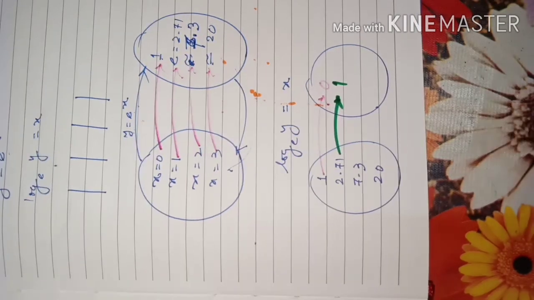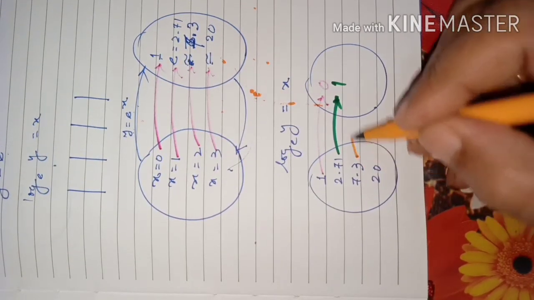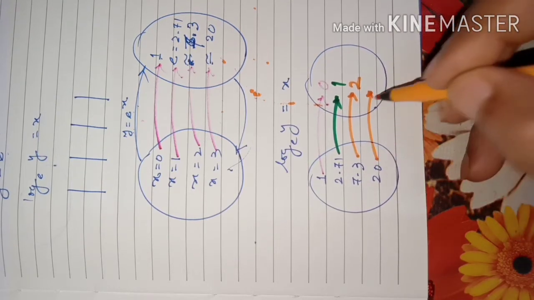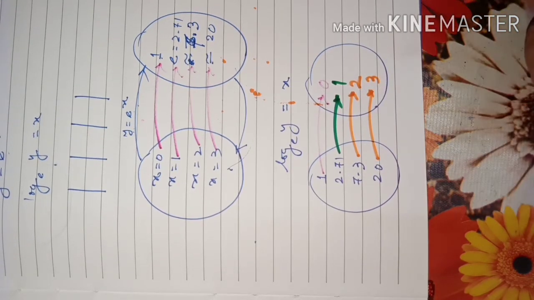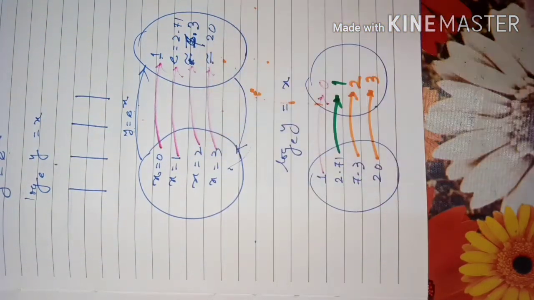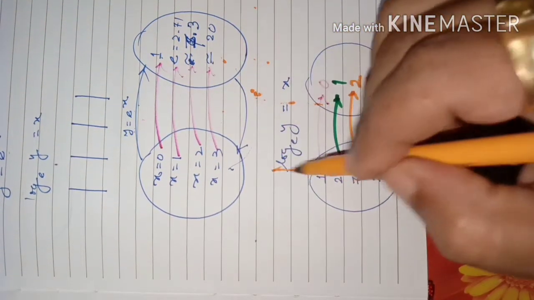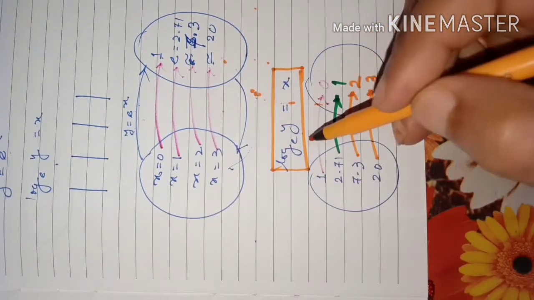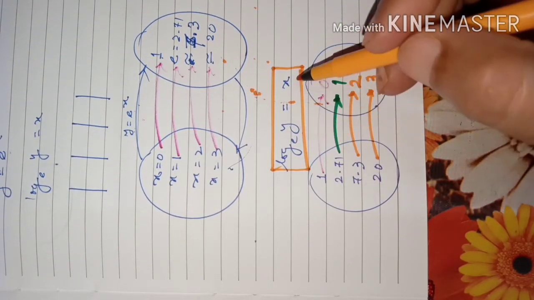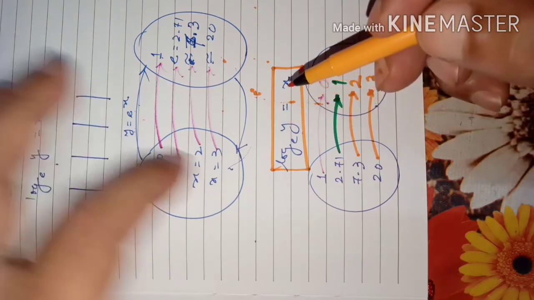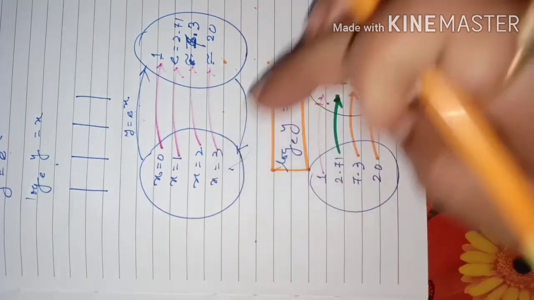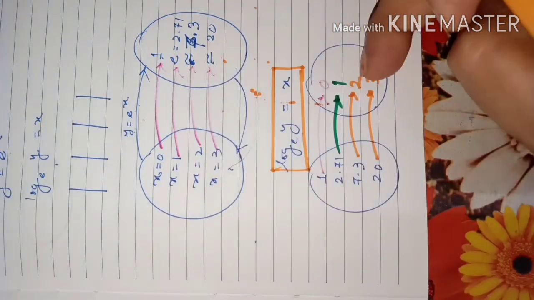So for 7.3, it will be equal to 2. For 20, it will be equal to 3. I am saying that these values you take as input, this will be output. And that function, how to write? Log of y to the base e is equal to x. Base will remain same. So we are showing a relationship between these elements with these elements. Now these are in domain, these are in range.